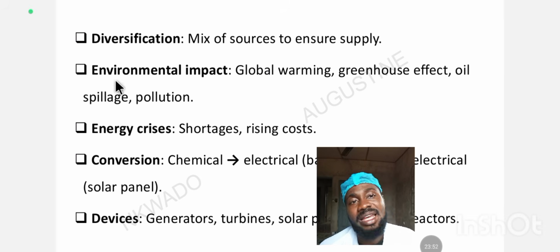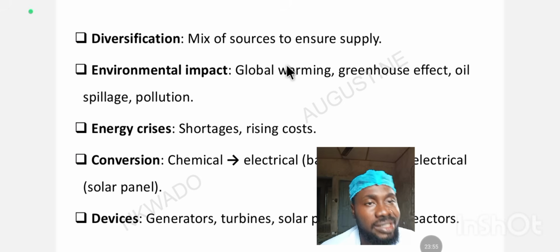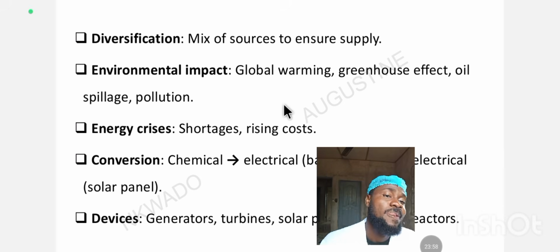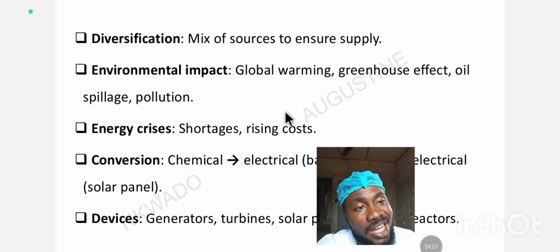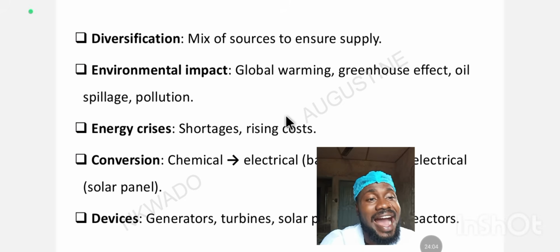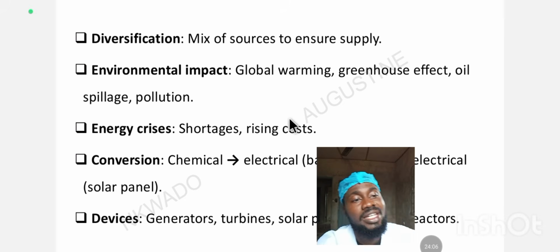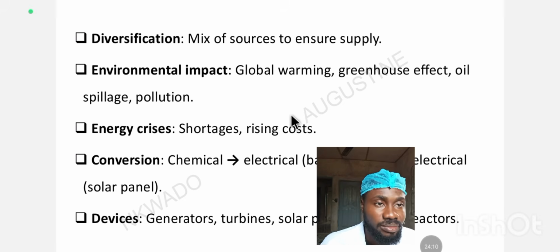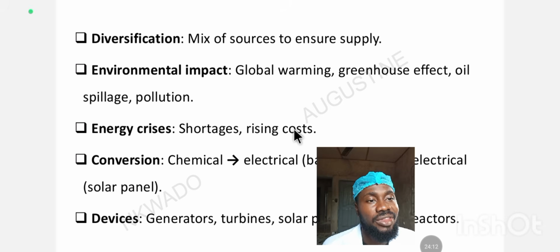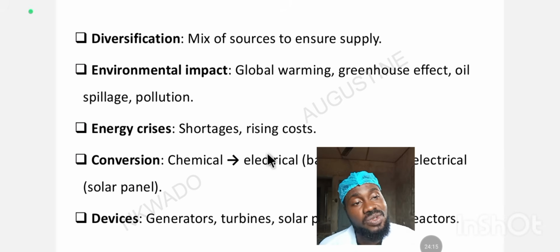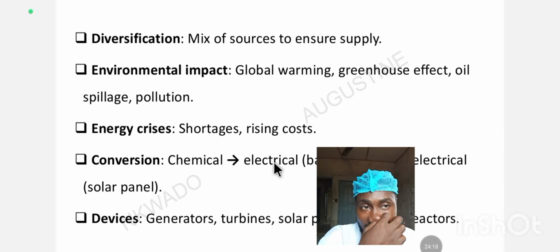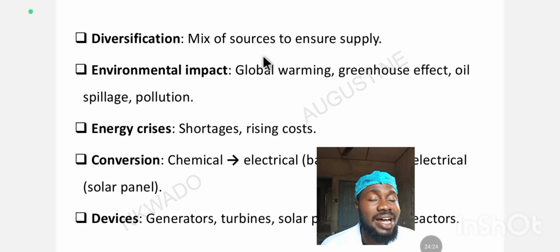What is the environmental impact of energy? Global warming. You know what global warming is? Global warming is when the ice glaciers melt, okay? There are countries that have ice hills, ice heaps in their country. So when the heat is high on the earth due to energy combustion, when we use energy, it in turn releases heat. So that heat release can lead to the melting of those ice glaciers.